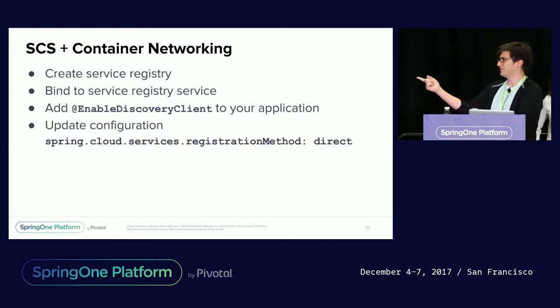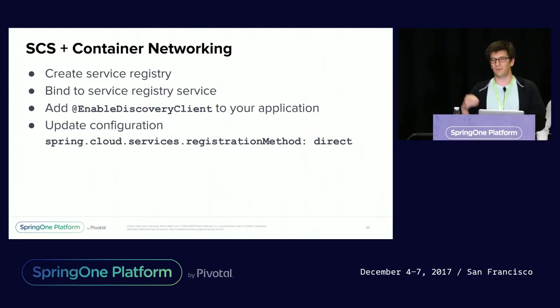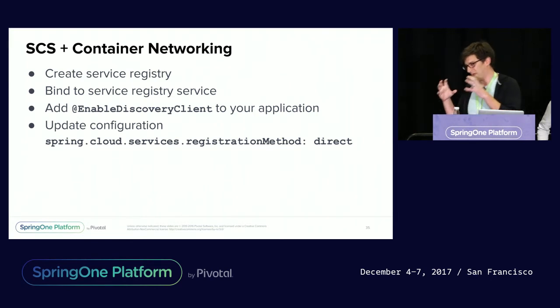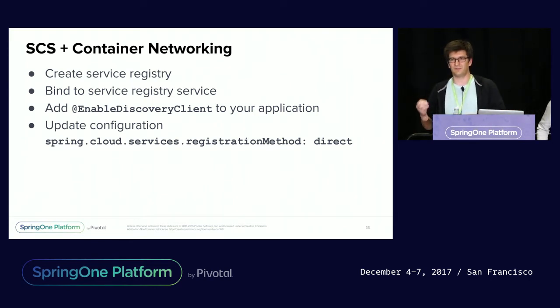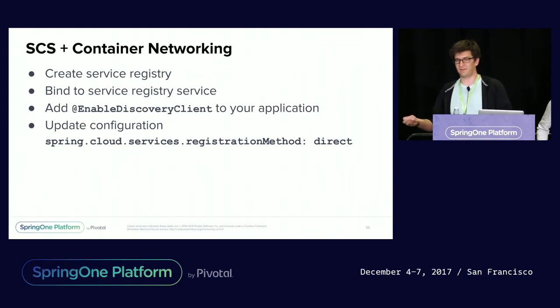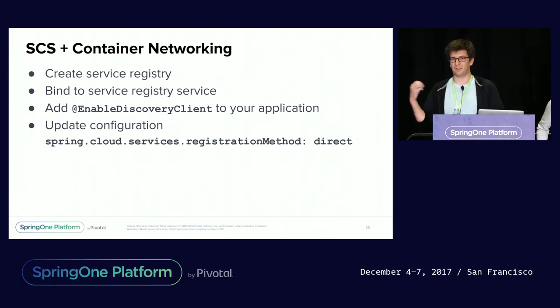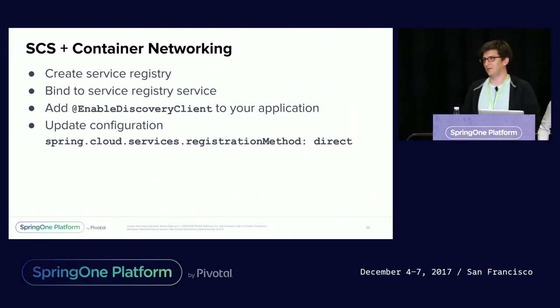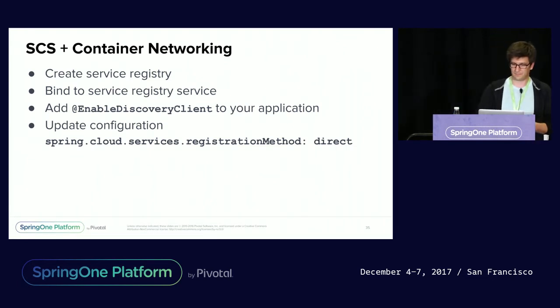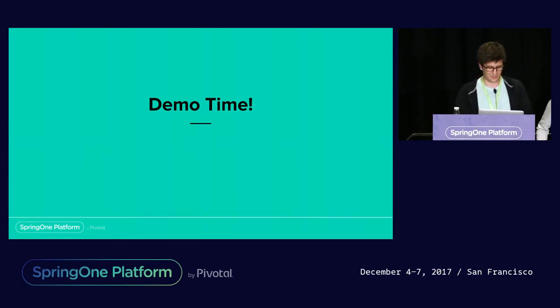This is important, so I'm going to pause here for a second and call it out. This registration method, direct, is what tells your application to register with the service registry using its local IP address as opposed to its route. So if you are using Spring Cloud Services today, you may be using a service registry, but you're likely having your application register with its public route. In the future, you won't need this public route. Instead, you'll have it register with its IP address. So we're going to take a look at this in action.